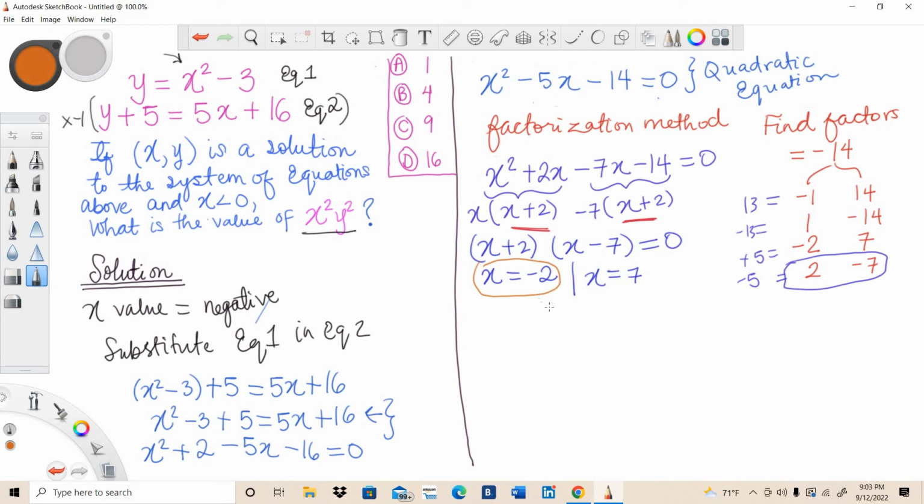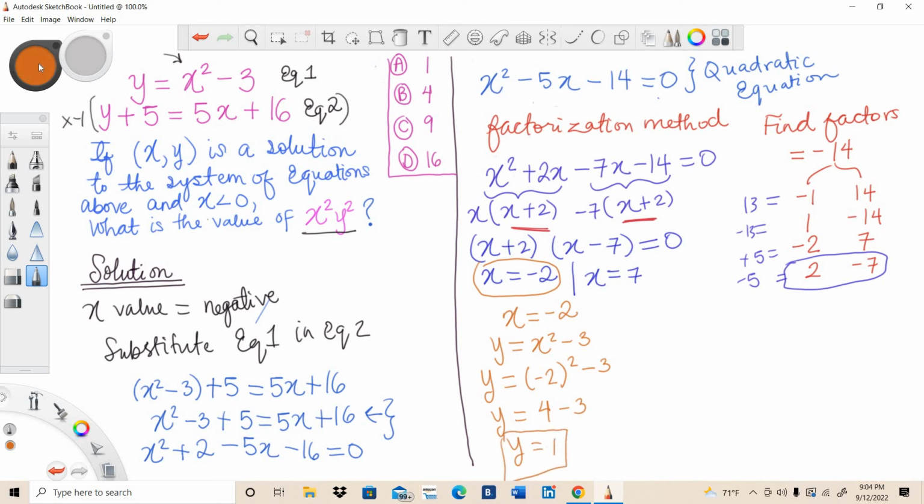So you have x equals -2. Well, we already have the value of x equals -2. Now we're going to find the value of y. Well, we know y in terms of x is y equals x squared minus 3. We can just simply substitute that. So you have y equals -2 squared minus 3. So y equals 4 minus 3, so y equals 1. So x equals -2 and y equals 1.